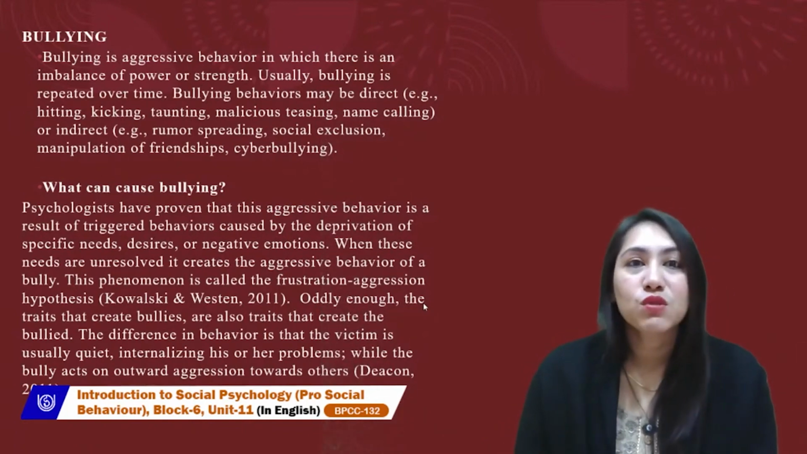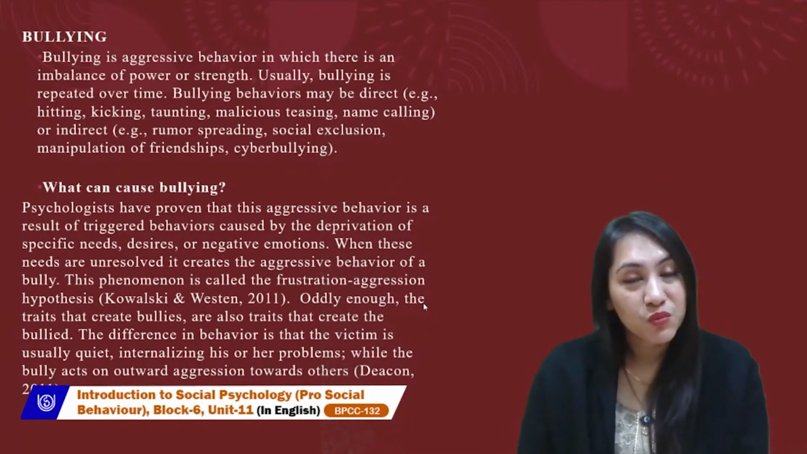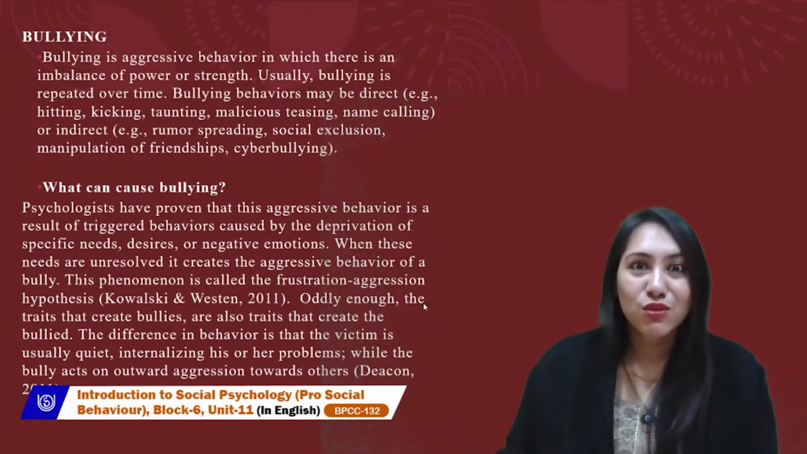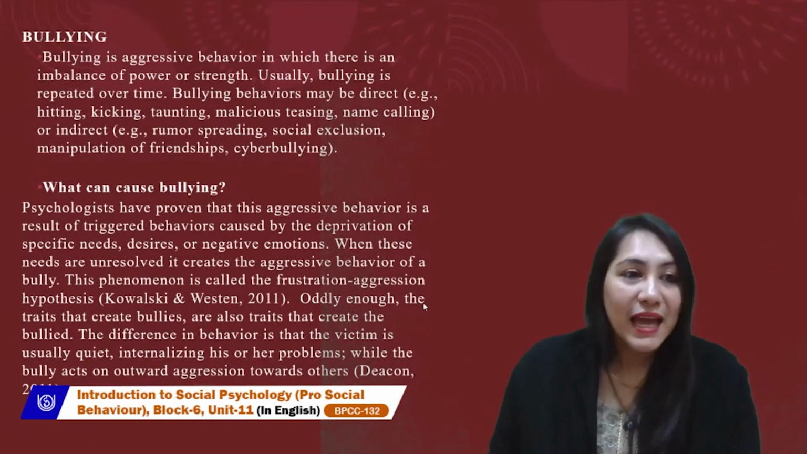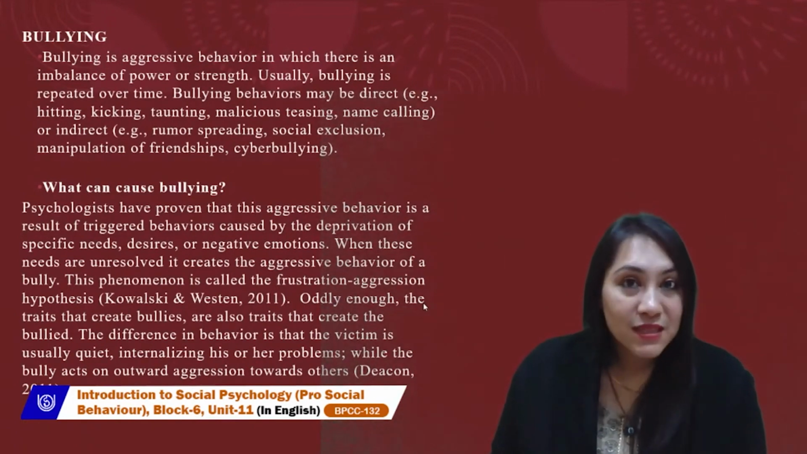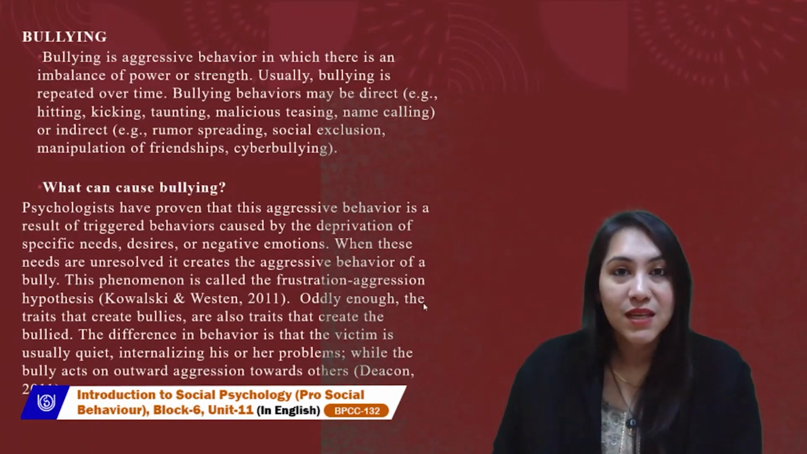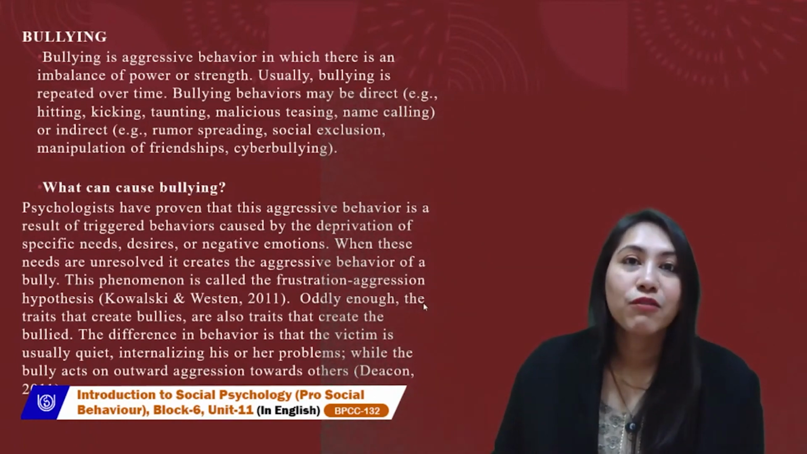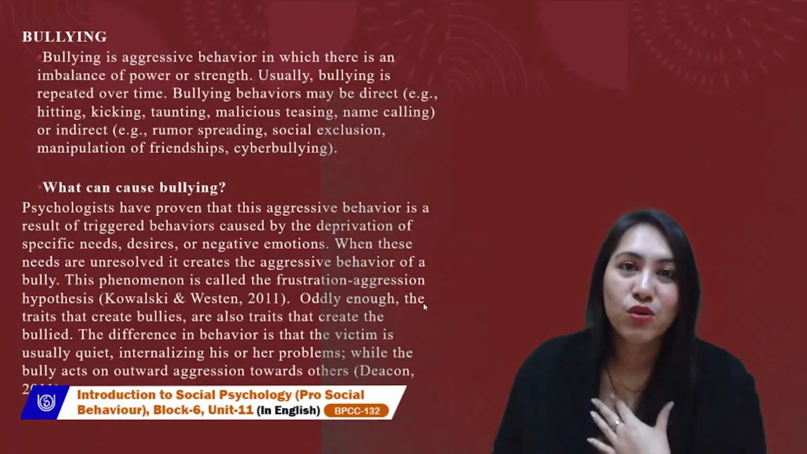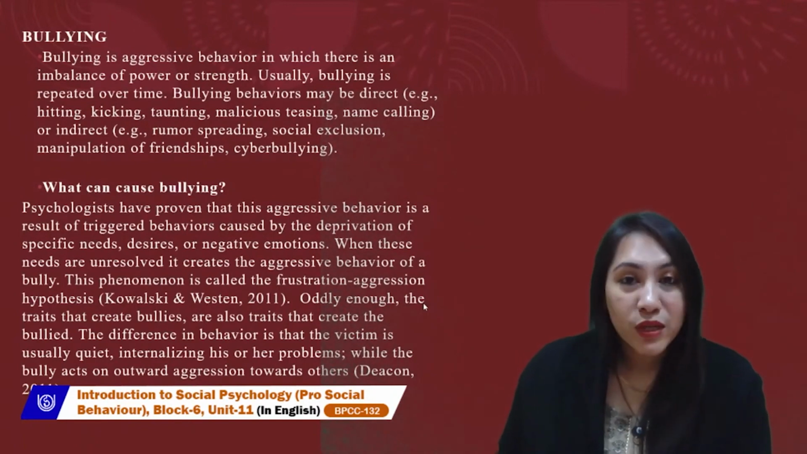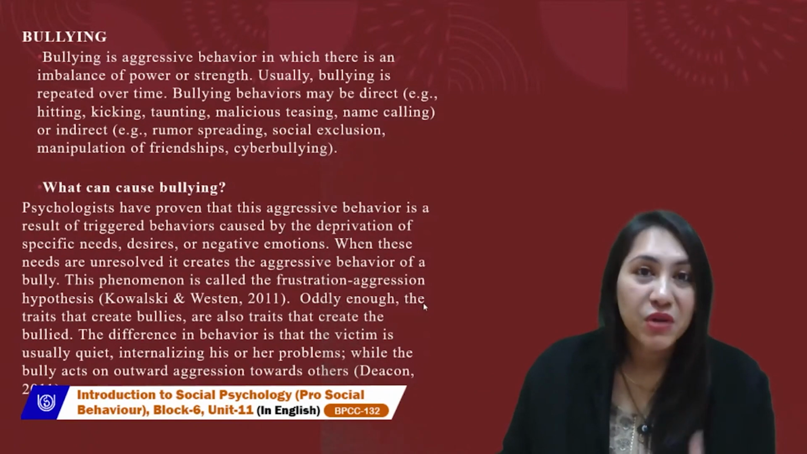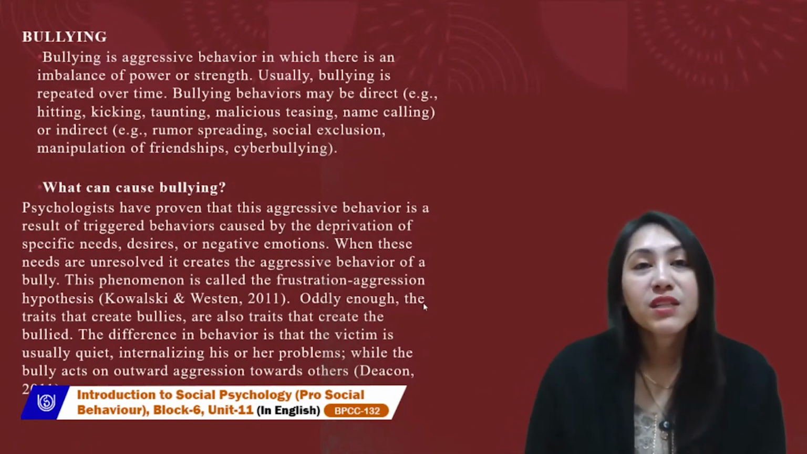Then there is rumor spreading. We should make sure that we do not spread rumors against other people. Social exclusion, which is discarding people from a social group, and manipulation of friendships are something very subtle. We don't get to know of this indirect form of bullying, in which we end up manipulating our friends for our own benefits, our own vision and our goals. So that is manipulation of friendships. That is bullying, direct and indirect, and also a form of aggression that we should apprise ourselves with.